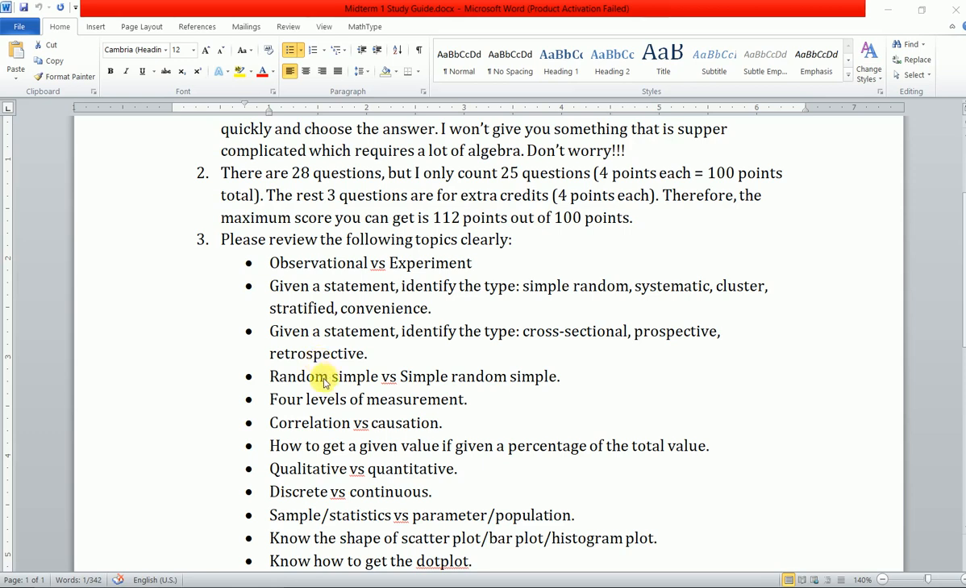Random sample versus simple random sample. So random sample is that every person, every subject has an equal chance of being chosen. Simple random sample is every n subjects, every n group has an equal chance of being chosen.